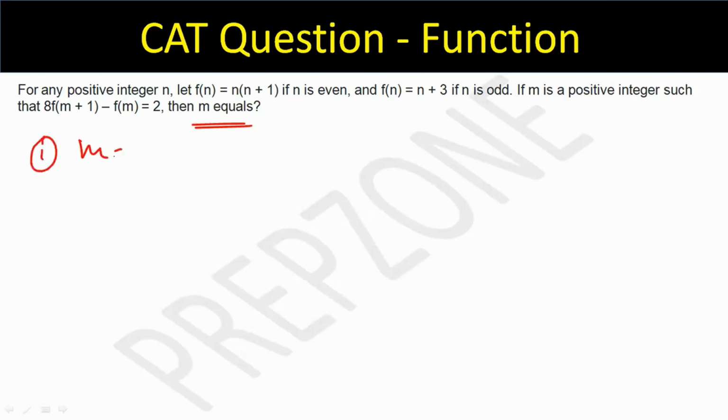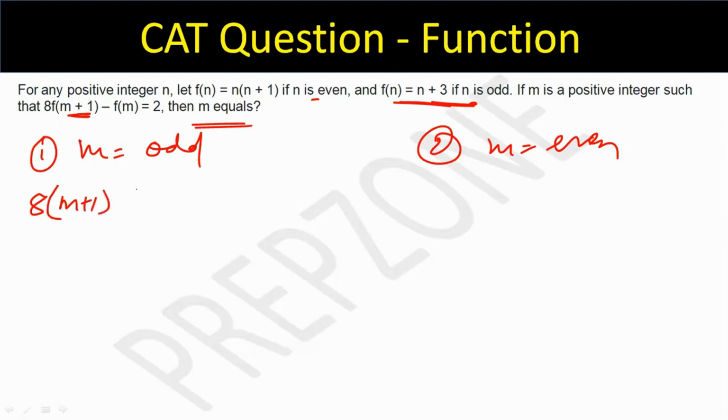I will definitely start by making two cases: first when m is odd, and second when m is even. Right? When m is odd, then f(n) is equal to n plus 3. So when m is odd, m plus 1 is even. So f of the even number will be n into m plus 1. So this will be nothing but (m plus 1)(m plus 2). Right? This is what happens. And m is odd, so f of m will be m plus 3. (m plus 3) is equal to 2.